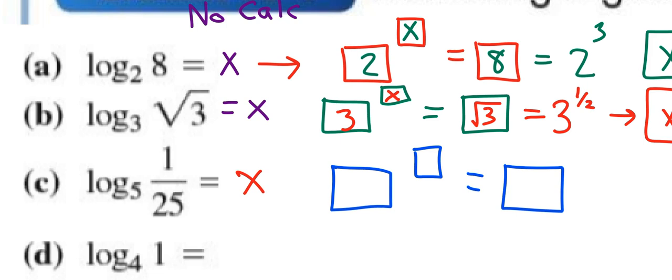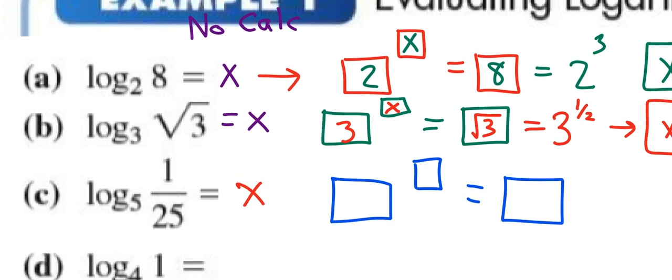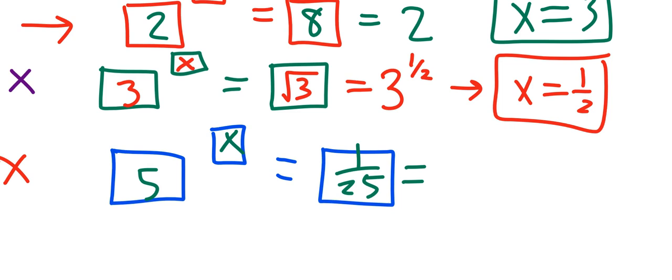What's the base? 5. What's the exponent? And what's it equal to? 1/25. Now, how do you rewrite 1/25 as a power of 5? It is going to involve a negative, yes. Negative what? Oh, it's -2. So is it -5 or -2? See, that 1 over 25 is the same thing as 1 over 5 squared. So it's got to be negative 2.